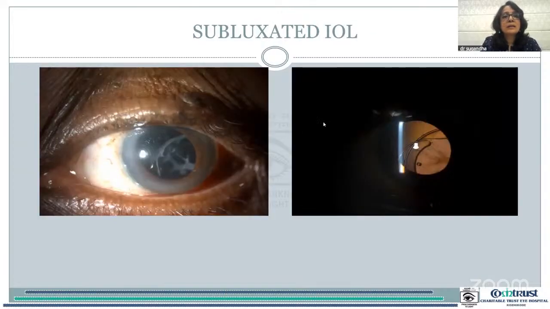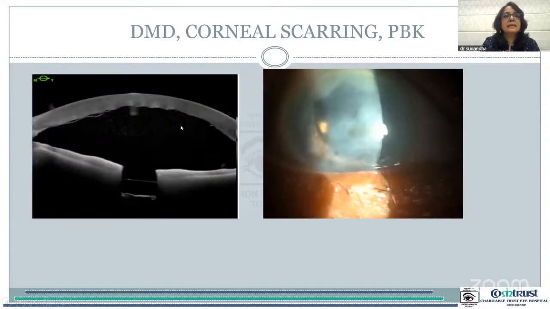Subluxated IOL, of course. I don't know if the picture is clear. You can see the SCH, it is a traumatic one, a subluxated IOL in a traumatic case. Of course, it could happen spontaneously in a case of pseudoexfoliation. And an undetected Descemet's detachment, a long-standing one, could lead to pseudophakic bullous keratopathy and corneal scarring.